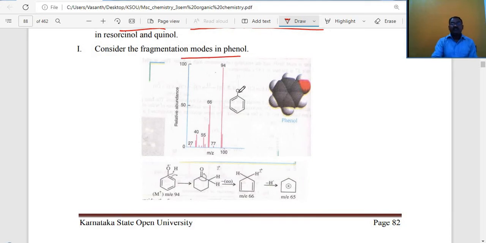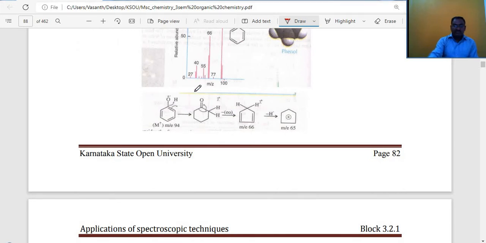This is the fragmentation mode of the phenol molecule. This is the first step, this is the second step, this is the third step. The pi electron migrates, and the removal of that H attacks here. On removal of CO, what are we getting? A five-membered ring. And on removal of pi electrons, what are we getting? 60.